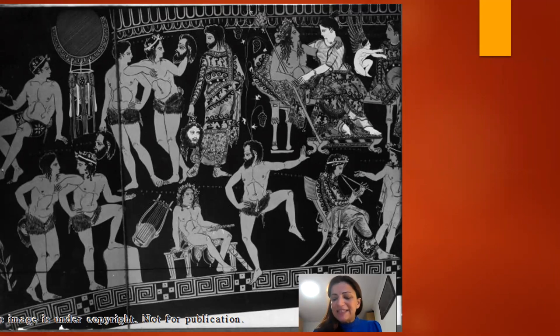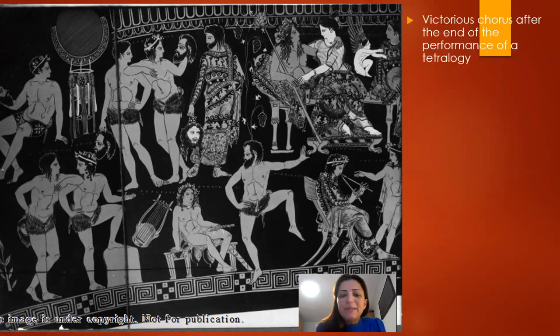So what is the Pronomos vase? It's basically the representation of a victorious chorus. Victorious because we see the crowns and fillets that decorate the heads of the chorus members, and also the choregic dedication, about which we will talk in a minute. It's a victorious chorus after the end, so off stage now, not during a performance, after the end of the performance of a tragic tetralogy.